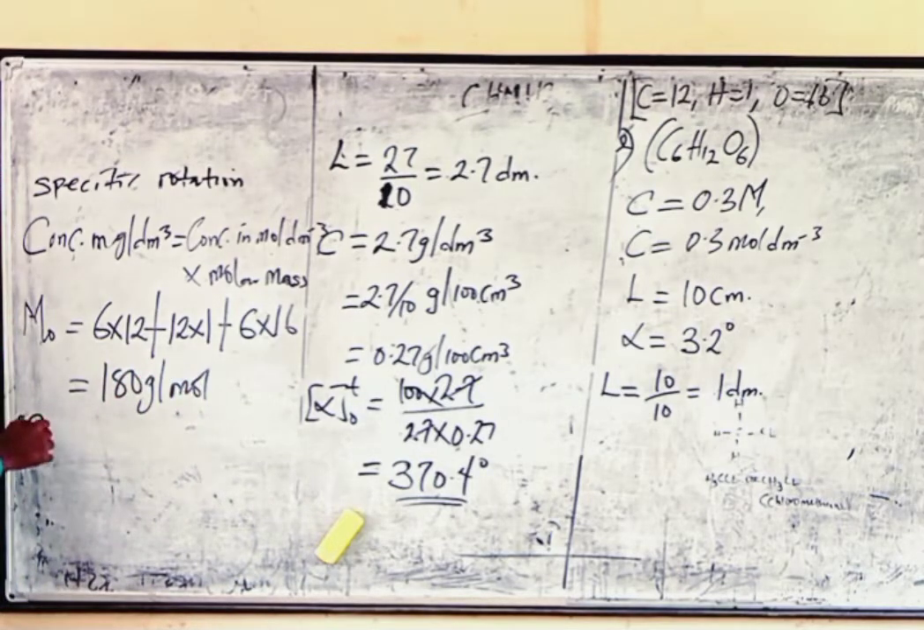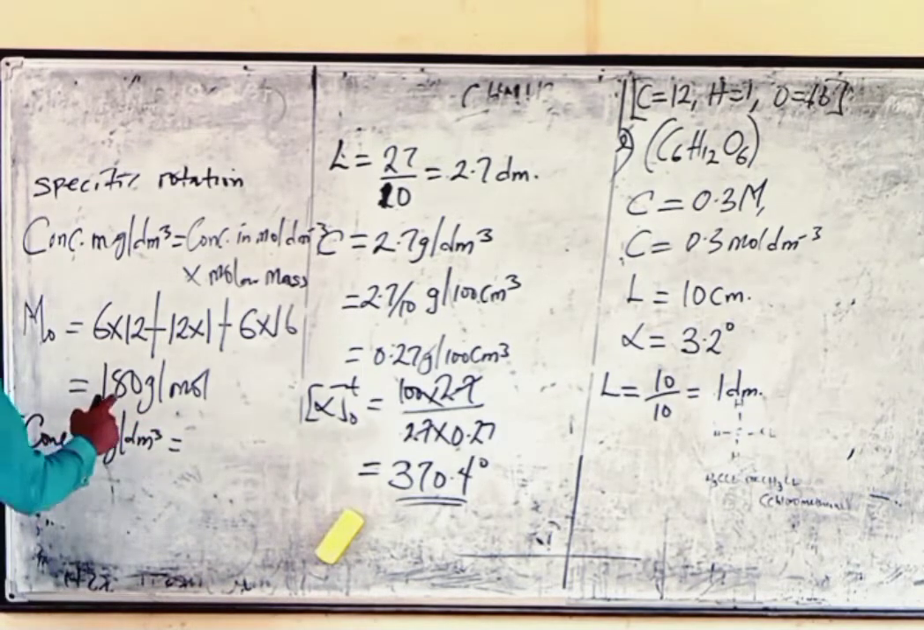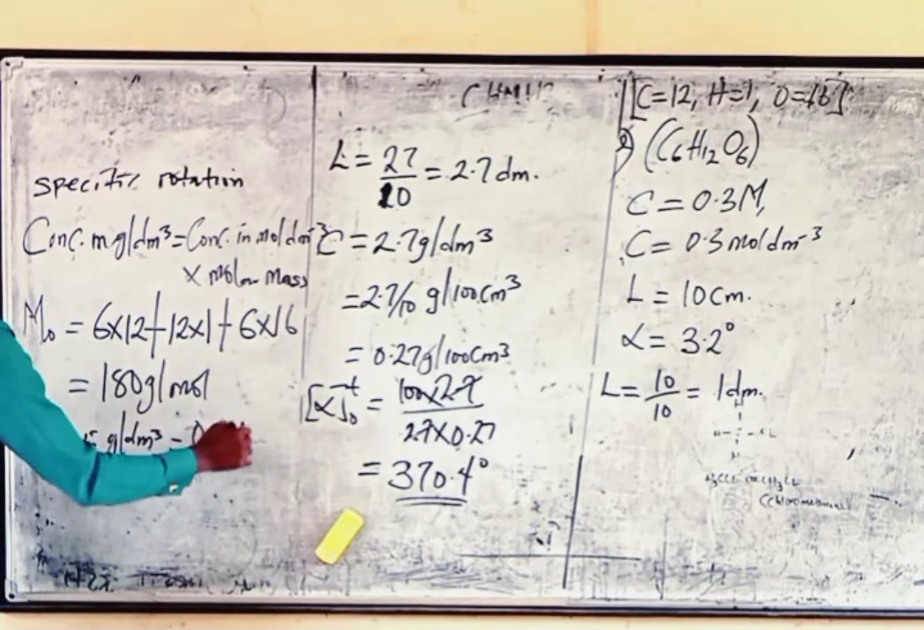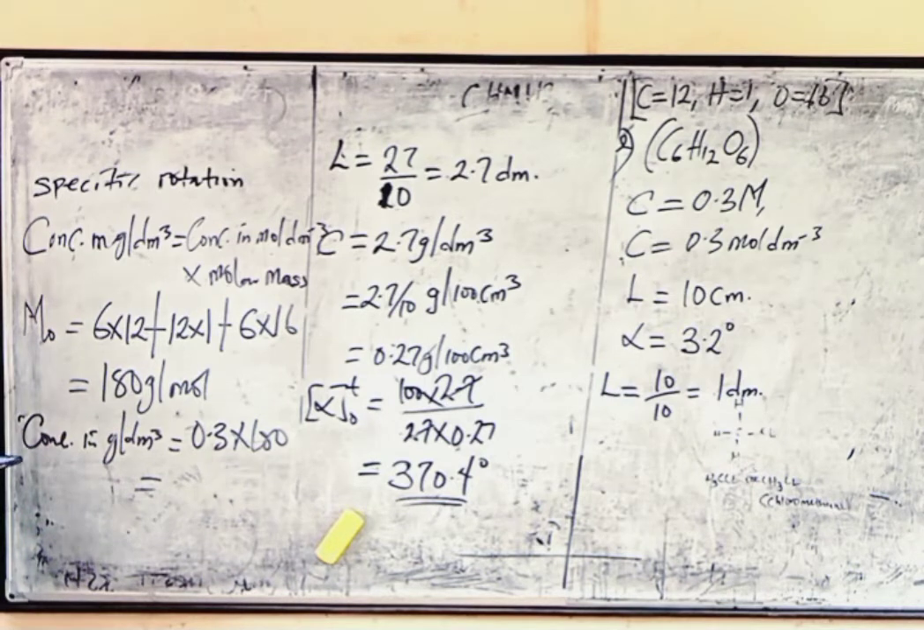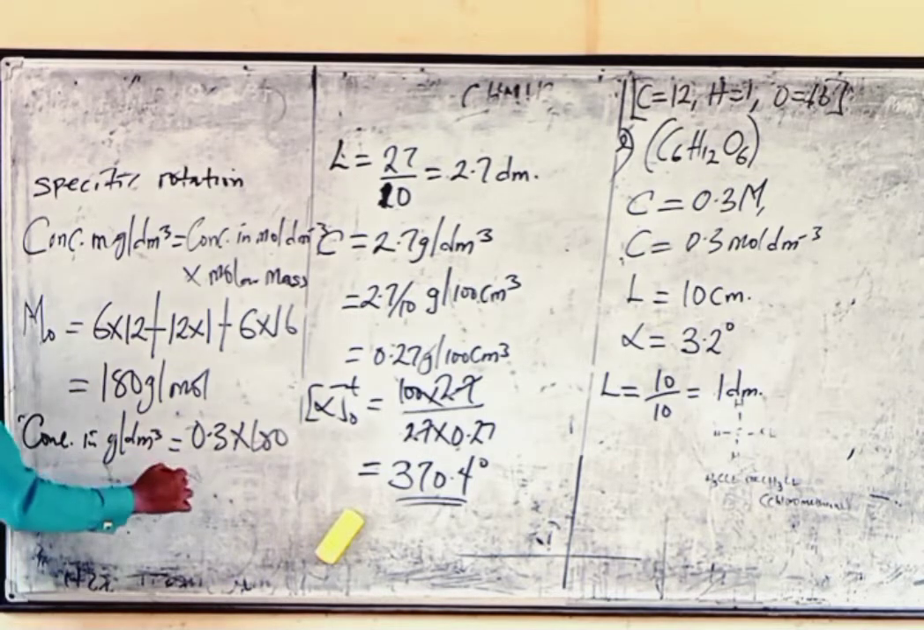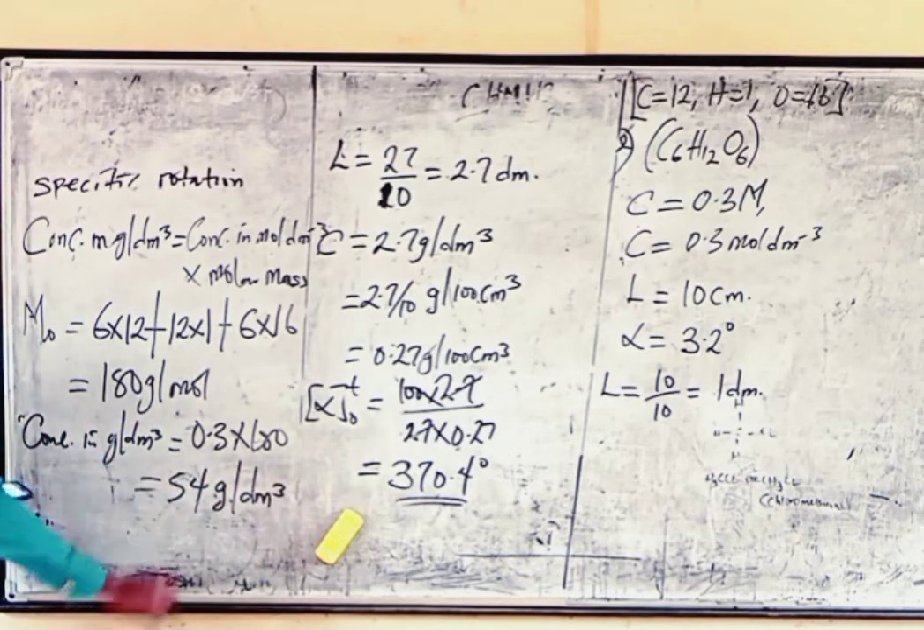So the concentration in grams per dm³ will now be equal to 0.3 times 180. 0.3 times 180, you have 54 grams per dm³. That is the unit, grams per dm³.